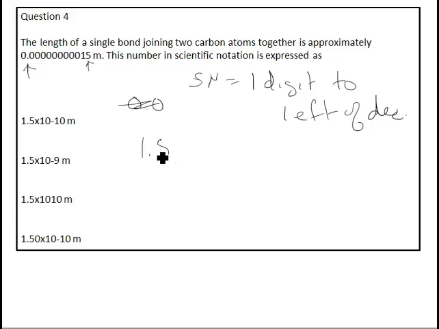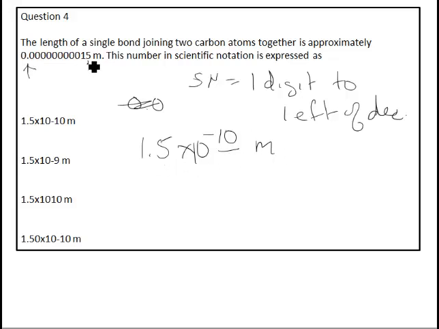So 1.5 is what we're shooting for, and to do that we have to move it 10 places. This is a very small number, and it became 1.5. So whenever a small number becomes a bigger number, that makes a negative exponent. So that's going to be 1.5 times 10 to the minus 10th. And these are expressed in meters.